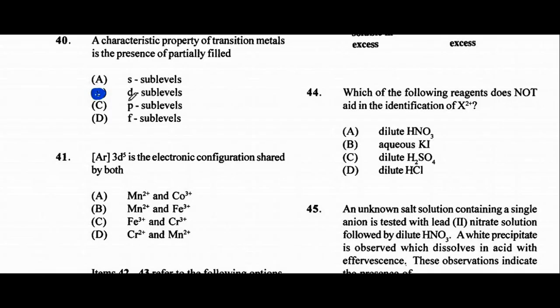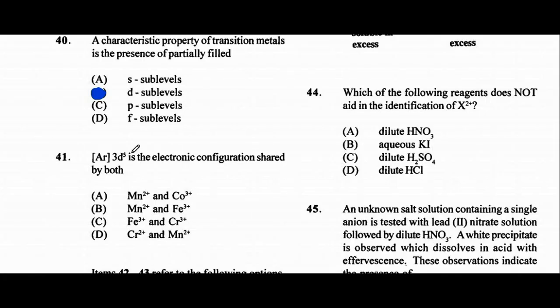Yes, that's the definition. 41, argon, that's the core. 3d5 is the electronic configuration shared by both. Alright, this is telling me that, 18 plus 5, so I need to find 18 plus 4, 23.